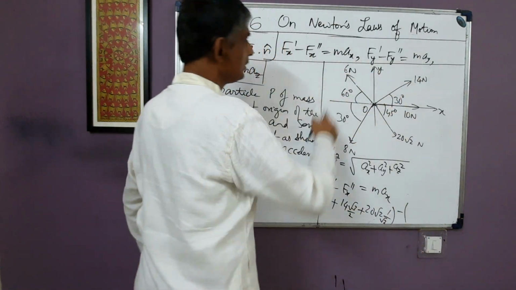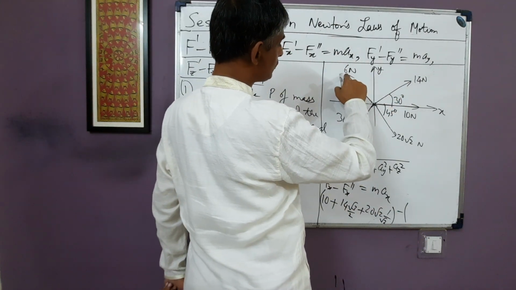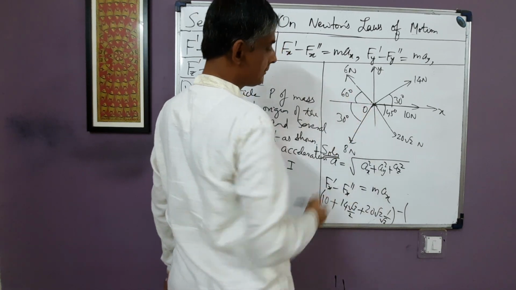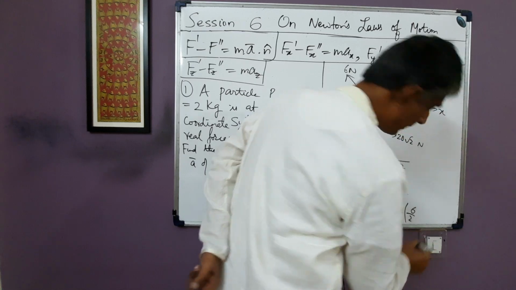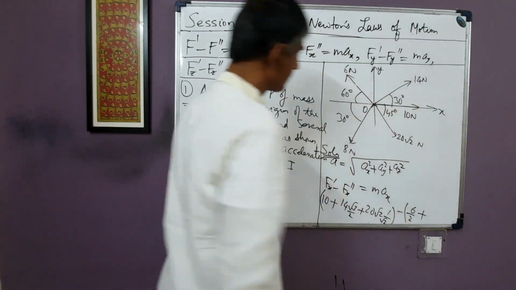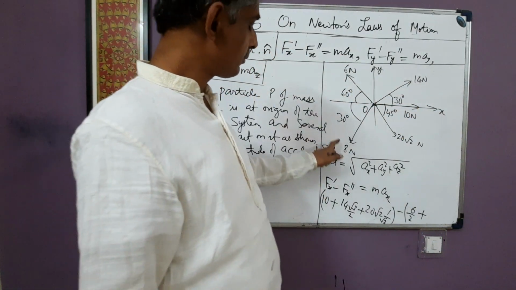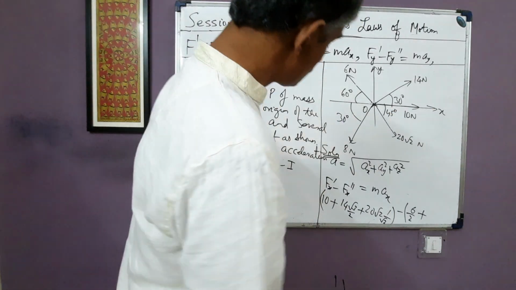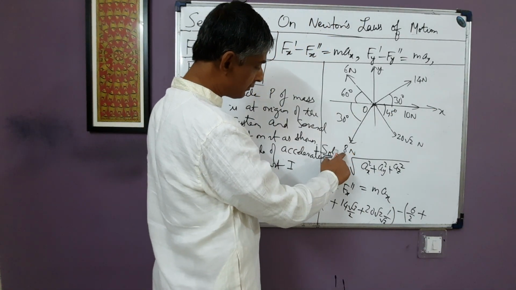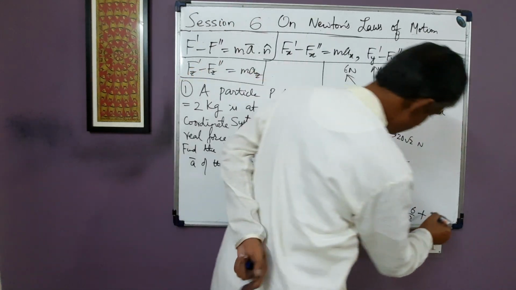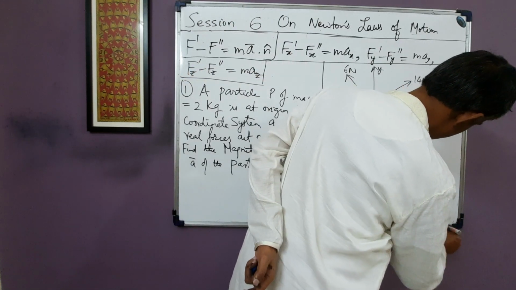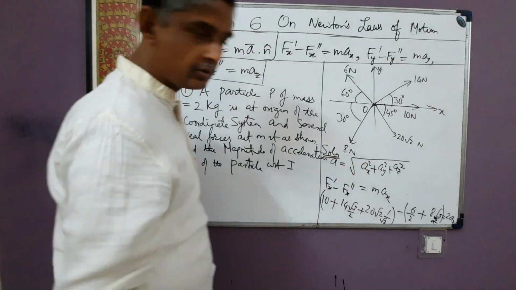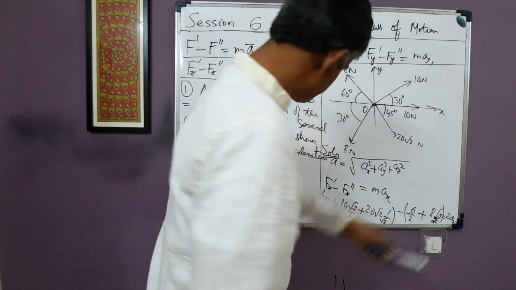So here what we do: the magnitude of the x component of the 6 Newton force is 6 cos 60 degrees. So 6 cos 60 degrees becomes 6 by 2, plus the magnitude of the x component of the 8 Newton force. This also makes an obtuse angle, 150 degrees, with the positive x-axis. So the magnitude of the x component of the 8 Newton force is 8 cos 30 degrees, 8 root 3 by 2. That is equal to mass times Ax. M is the mass, 2 kg. So when you solve this, we get Ax from here.